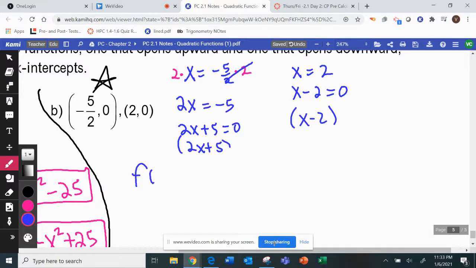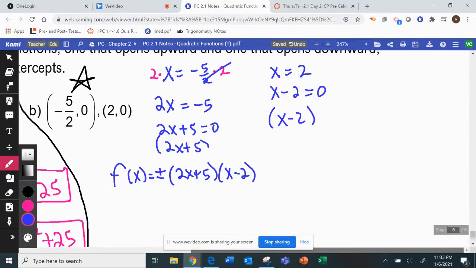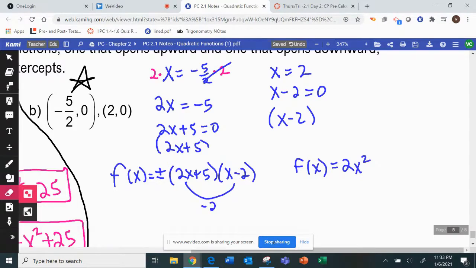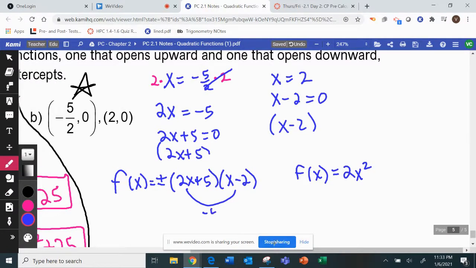So one of our equations, how about I just put plus or minus 2x plus 5 and x minus 2, because I have to multiply them out anyway, so that's not my final answer. So one of the equations, when I multiply it out, I'm going to get 2x squared. My outside is going to be minus 4x. My inside will be 5x, which adds together to give us positive x. And then last is -10. So that will be my positive version.